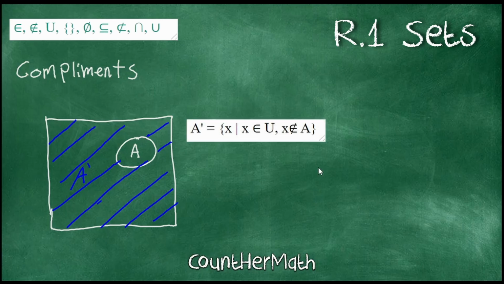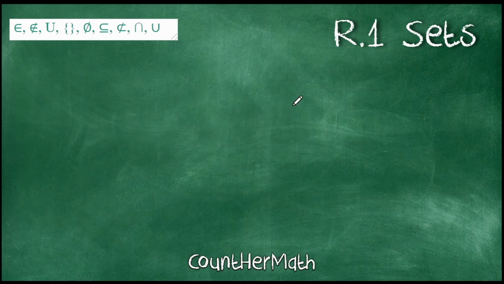And this would read, A prime is a set of all elements X such that X is an element of the universal and X is not a member of set A. The comma in set builder notation implies an AND statement. And the AND statement means that both statements must be true at the same time for it to be part of the set.